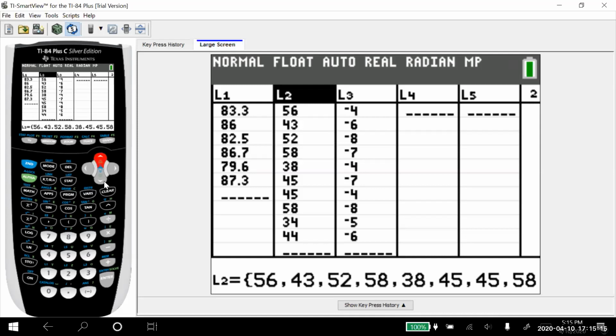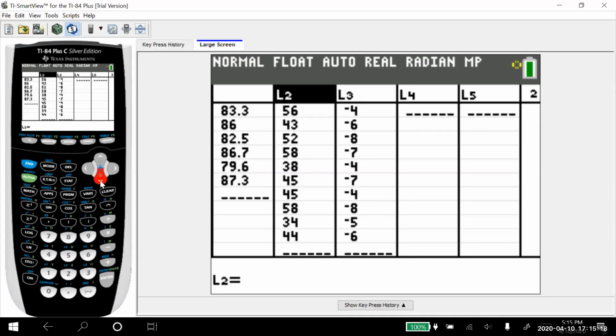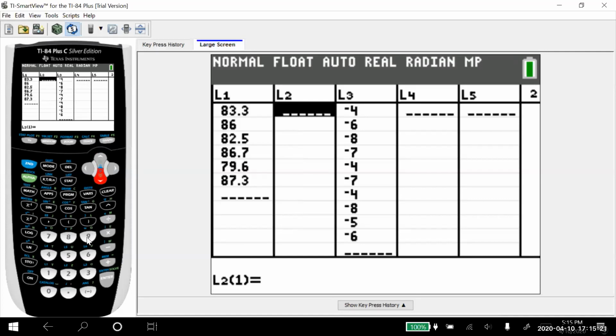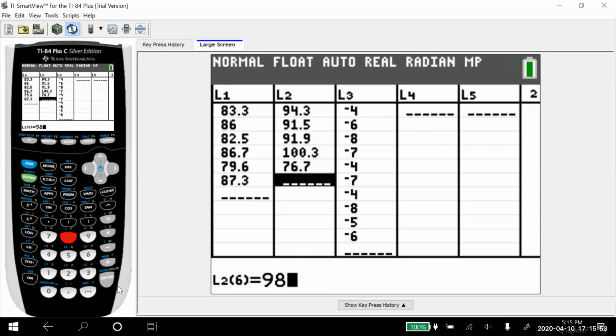And then I'll go up here. We'll clear that list out. I'll put the after weights of these same 6 women. 94.3, 91.5, 91.9, 100.3, 76.7, and 98.0. We'll just put in 98. Okay, so there's our data.